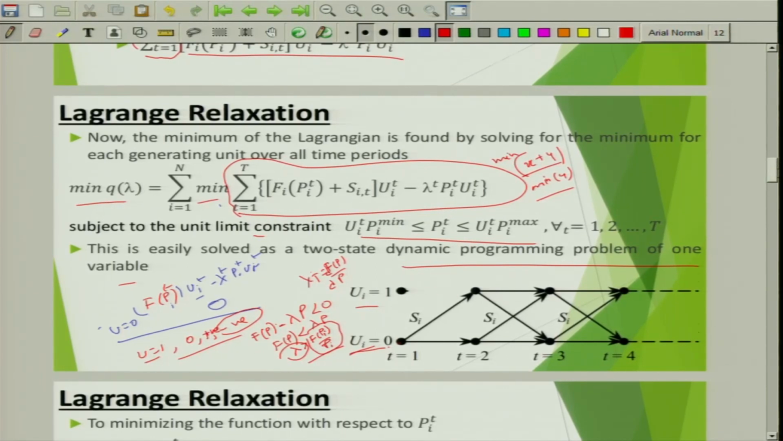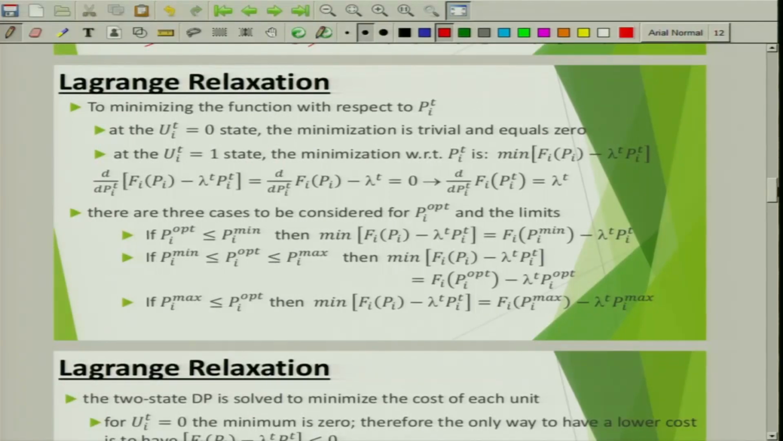Now this is what the explanation is. At minimizing the function with respect to P of t, for ui of t equal to 0 state, the minimization is trivial and equals 0, and for the one state, considering it to be on, the minimization with respect to P of t is the minimum of this function, right. Then as I explained, if you differentiate and get a negative value, then that indicates that the specific lambda of the generator will be cheaper than the overall lambda, right.